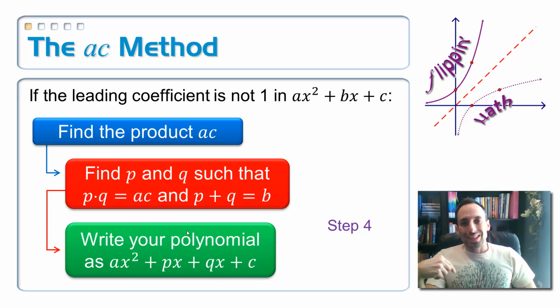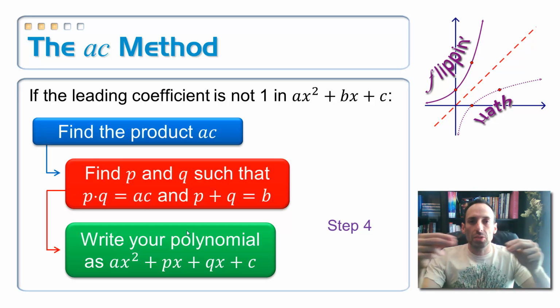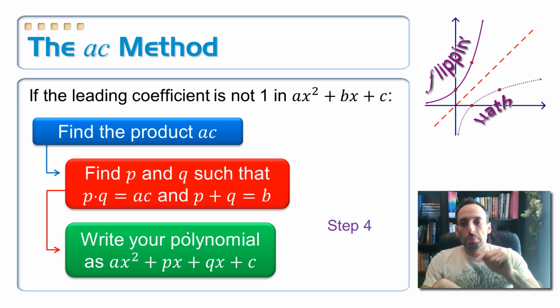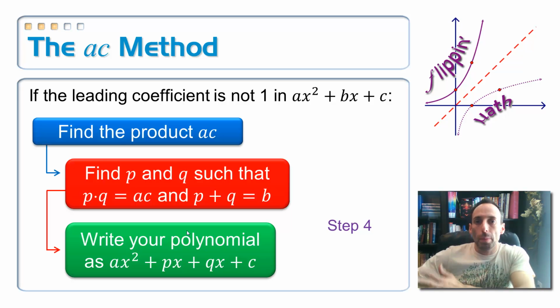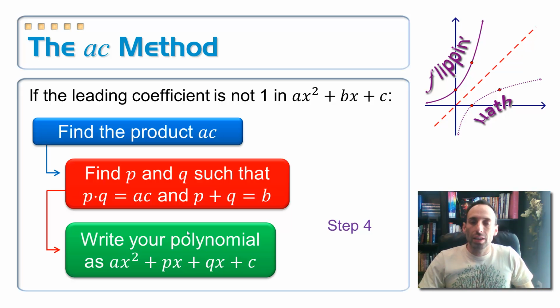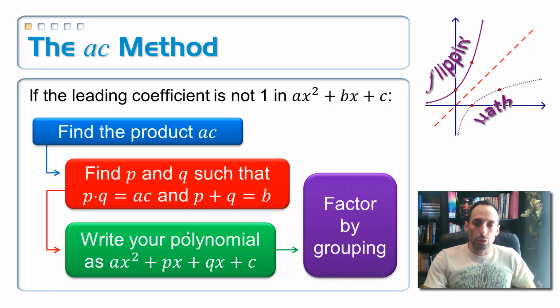I am going to expand the middle term with them. Instead of having the bx term, I'm going to use the two factors that I just found, the p and the q, to expand it: ax squared plus px plus qx plus c. Then I'm going to group up the first set, group up the second set, and finish out by factoring by grouping. Okay? So this is a nice application of factoring by grouping.